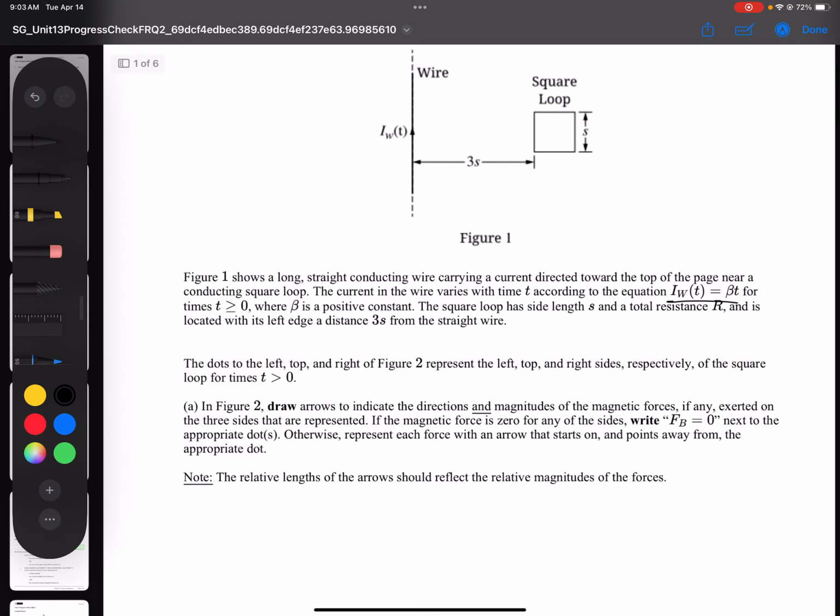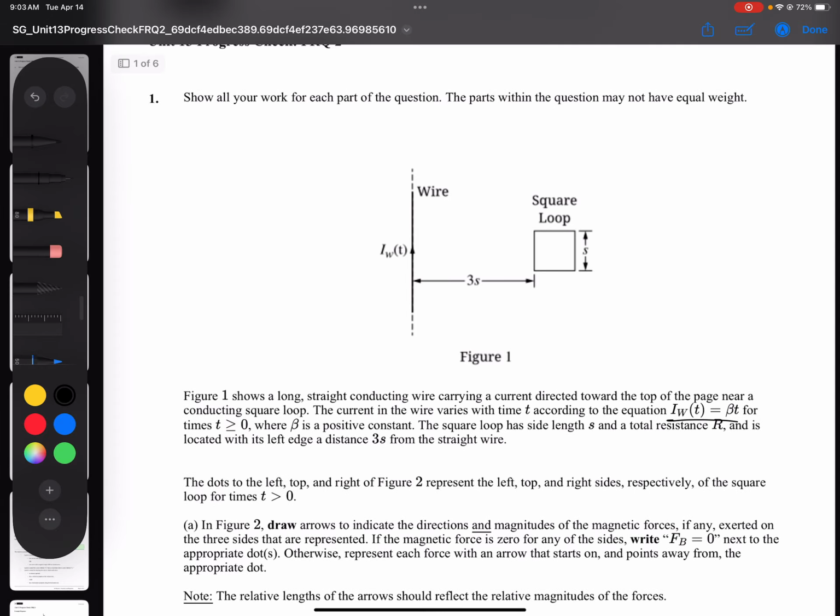Here we have to draw arrows indicating the direction and magnitude of the magnetic forces. So let's understand what's going on. Here, the current is increasing with respect to time. Use your right hand rule: thumb is the direction of current, and the direction that the fingers on your right hand curl is going to be the direction of the B field. So on the left hand side of the wire, I have the B field coming out of the page. Okay, so the B field is coming out of the page here.